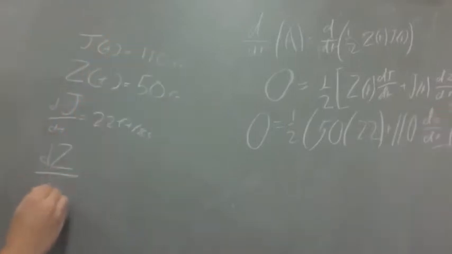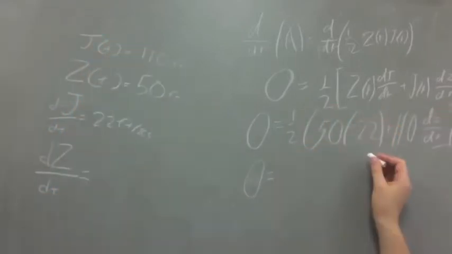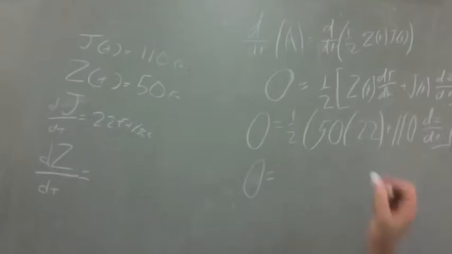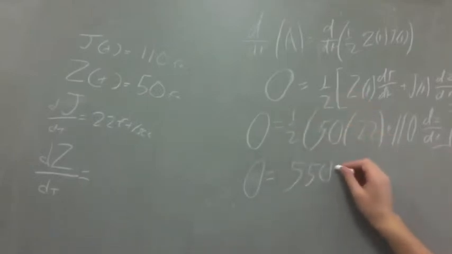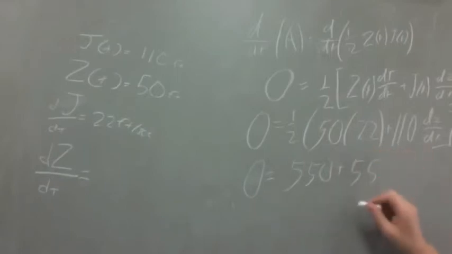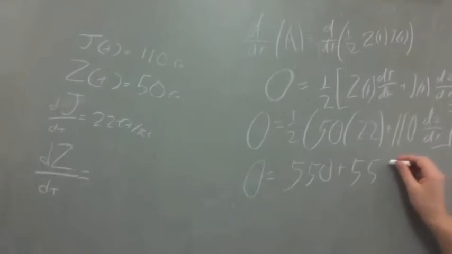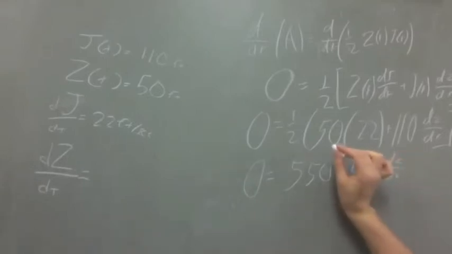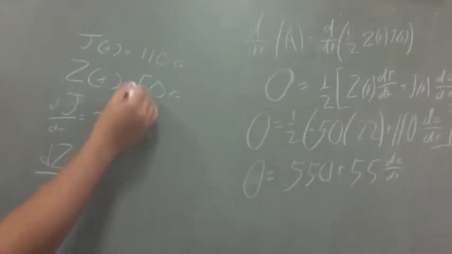Now we can distribute the 1/2. This is now going to be 550 because it is 1/2 times 50 times 22. The second term will be 55 times dZ/dt. This 50 is actually negative because the zombie is approaching from the right to the left.